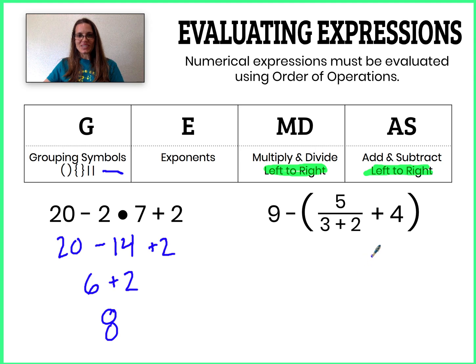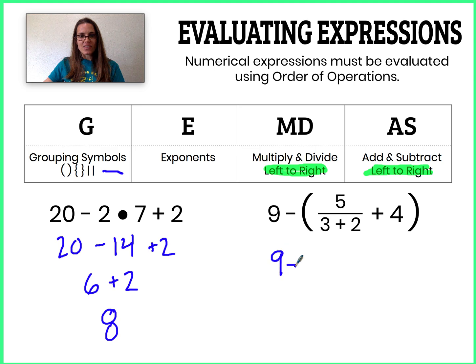Next example. We do have a grouping symbol here. We have parentheses. That means the first thing that I need to do is evaluate this expression inside the parentheses. When I'm evaluating this expression, 5 divided by 3 plus 2 plus 4, I have to follow my order of operations. So I'm looking for a grouping symbol within my grouping symbol, which I have. I have my fraction bar. So the first thing that I need to do is evaluate the numerator and the denominator of my fraction.